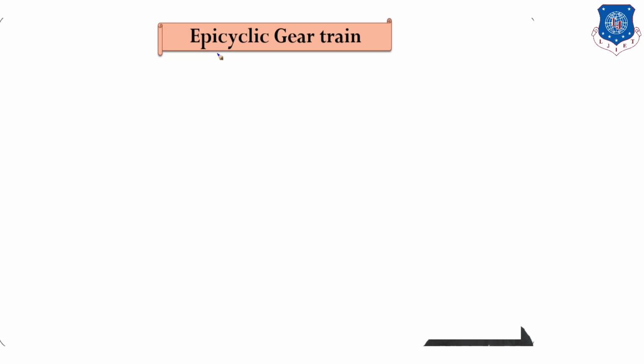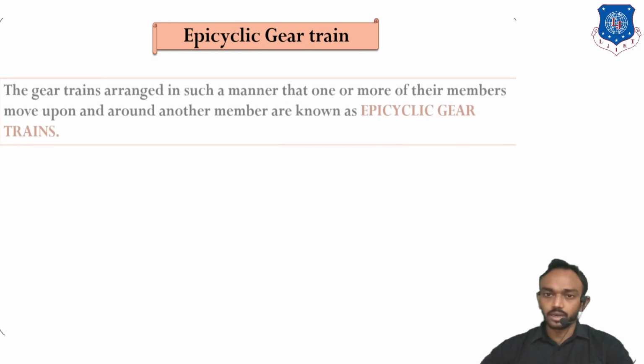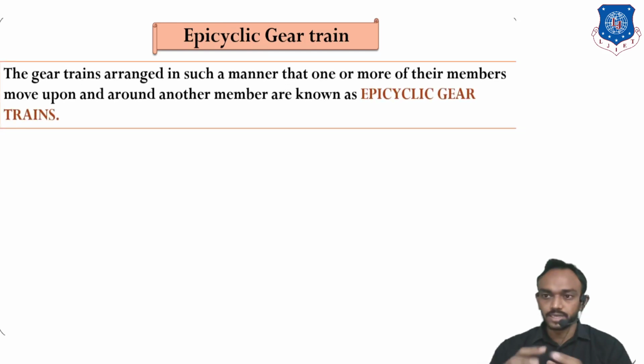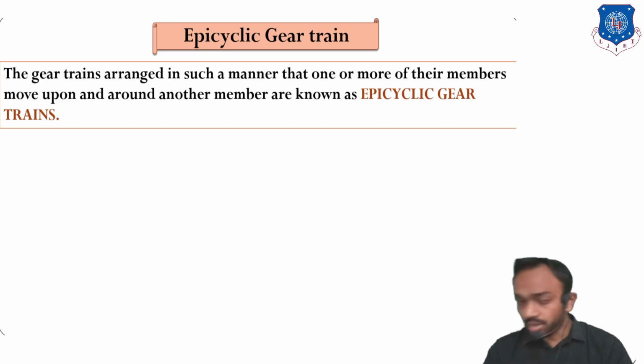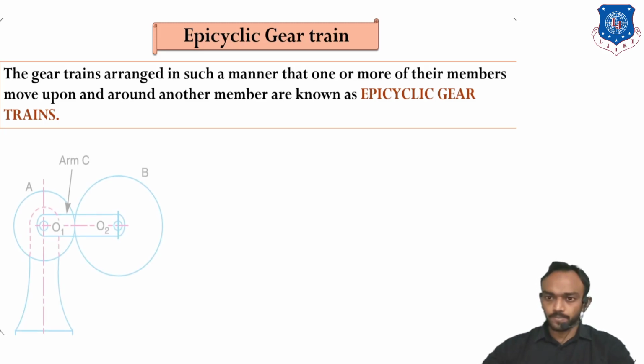So first of all, what is the name of this gear train? It is epicyclic. You can see from the name, epi means upon, and cyclic means around. When one gear is rotating around any other gear, then it is known as an epicyclic gear, arranged in such a manner that one or more of their members move upon and around another member, and it is known as an epicyclic gear train.